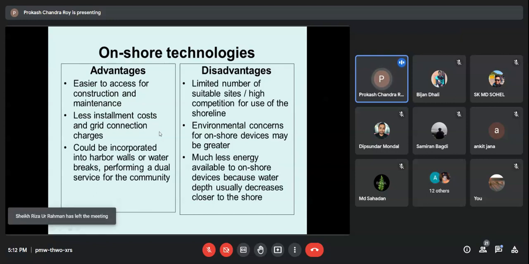Advantage means it is easier to access for construction and maintenance, which you will not get offshore, and there is less installation cost and grid connection charges. These are common. Though I need to be near the shore, otherwise we need to go offshore. It could also be incorporated into harbor walls or breakwaters, providing dual service. If we are near it, we will get the dual benefit.